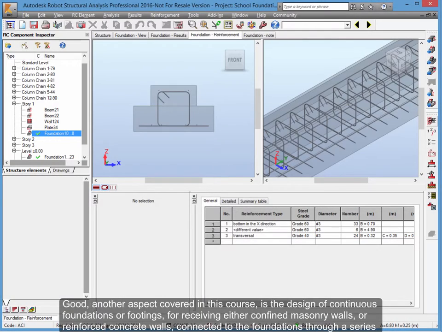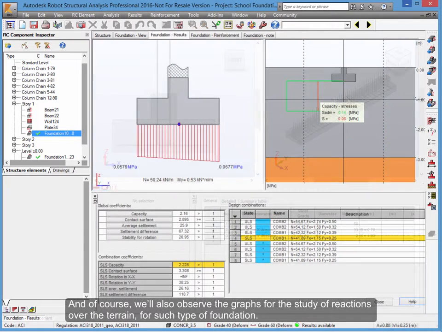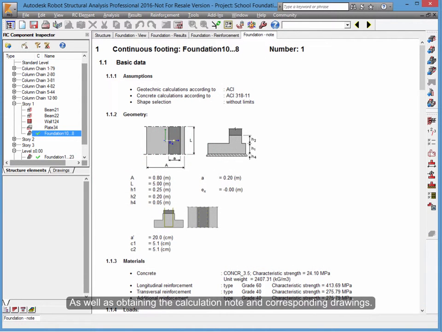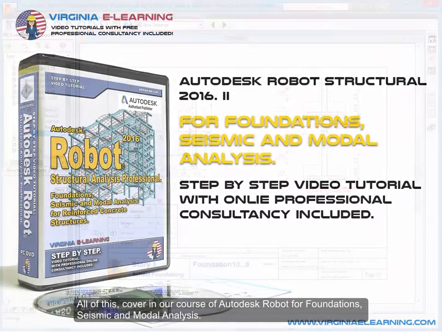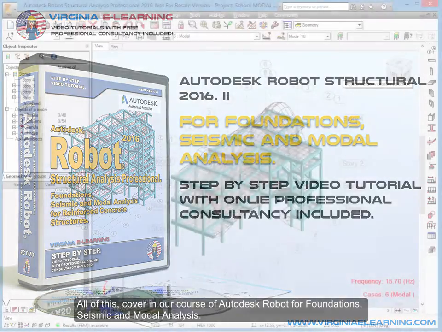Another aspect covered in this course is the design of continuous foundations or footings, for receiving either confined masonry walls, or reinforced concrete walls, connected to the foundations through a series of bars. And of course, we'll also observe the graphs for the study of reactions over the terrain, for such type of foundation, as well as obtaining the calculation note and corresponding drawings. All of this is covered in our course of Autodesk Robot for Foundations, Seismic and Modal Analysis.